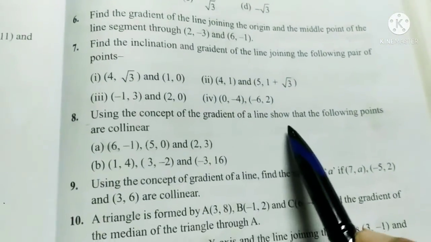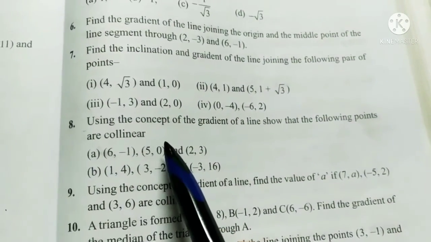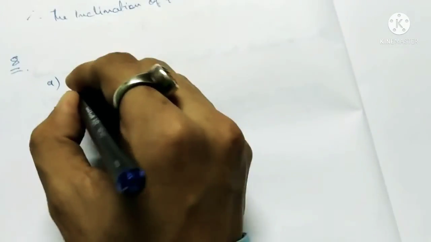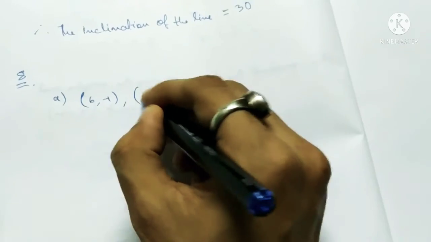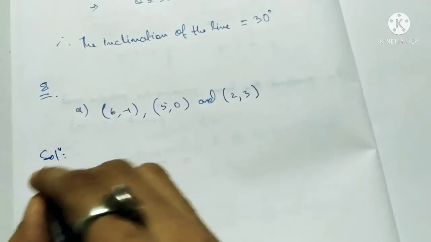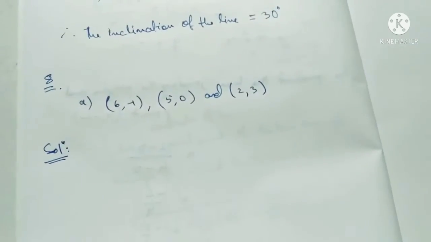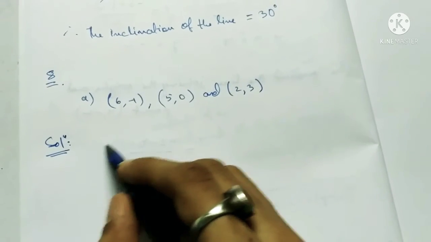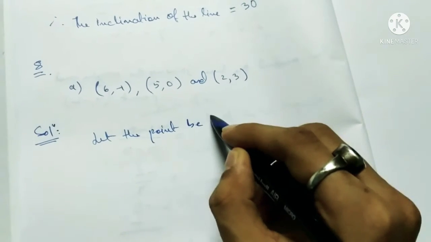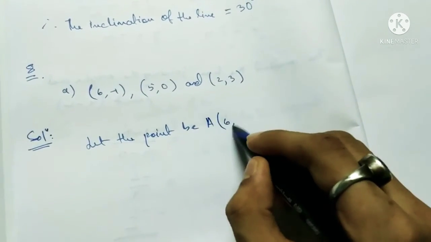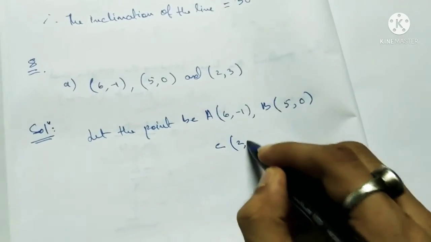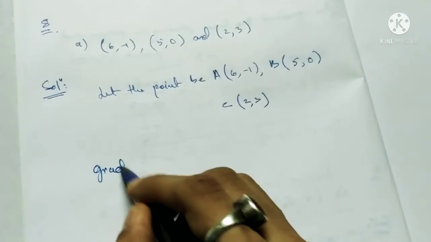Using the concept of gradient of a line, show that the following points are collinear. So these are 6 comma minus 1, 5 comma 0 and 2 comma 3. Using the concept of gradient of the line, I have to show this. So in here, let the points be A 6 comma minus 1, B 5 comma 0 and C 2 comma 3.